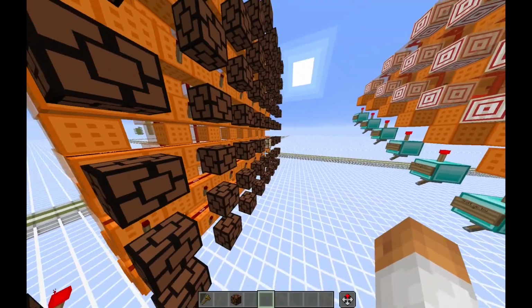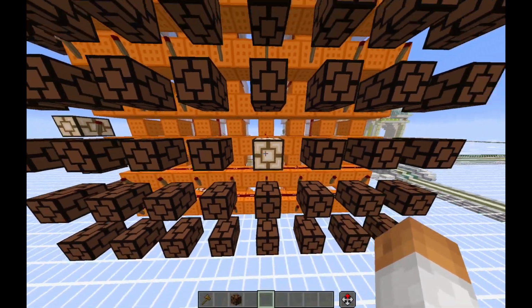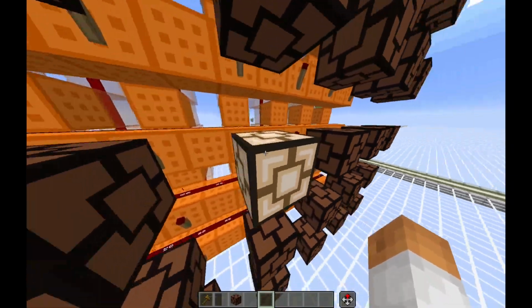Basically we have a bunch of AND gates, and these AND gates turn on exactly one lamp.